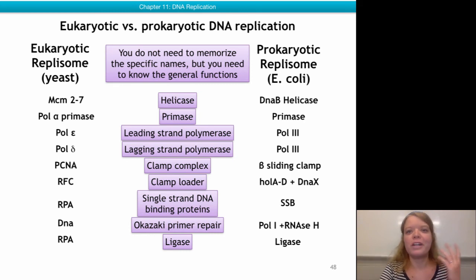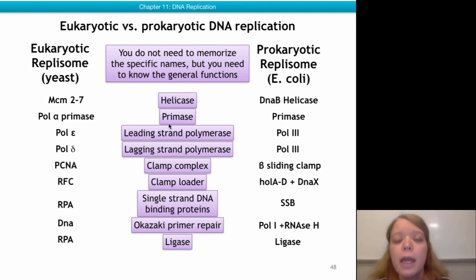And as I said before, and I'll say it again, you don't need to know these names, but you can if you're curious, if you like it. But you do need to know their functions, the general names of the proteins and what functions they fulfill.